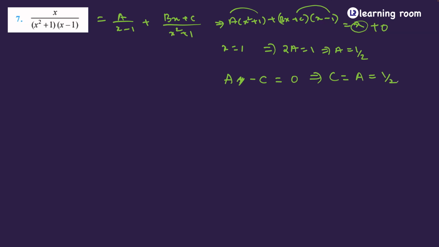One more thing you can observe: there is no x square coefficient on the right side. So a multiplied with x square will be a, and bx multiplied with x is going to be b. So a plus b is equal to the x square coefficient on that side, which is 0. So b is equal to minus a, so it is minus half. So you got the values. Are you able to understand? This is how you solve. You need not sit and actually multiply everything. You can follow this logic. Did you get these values?